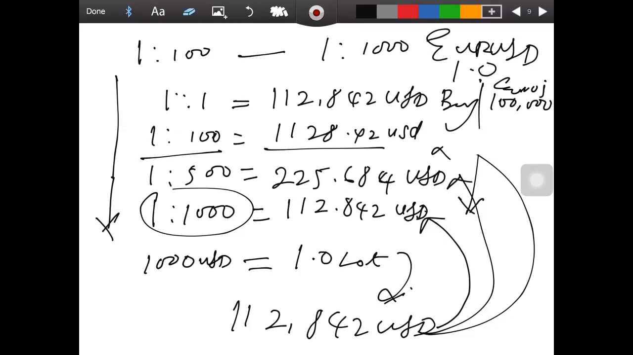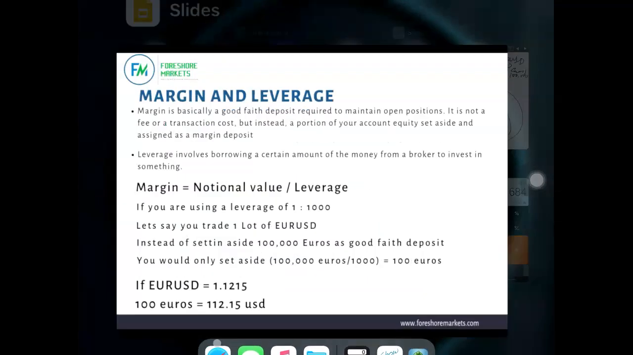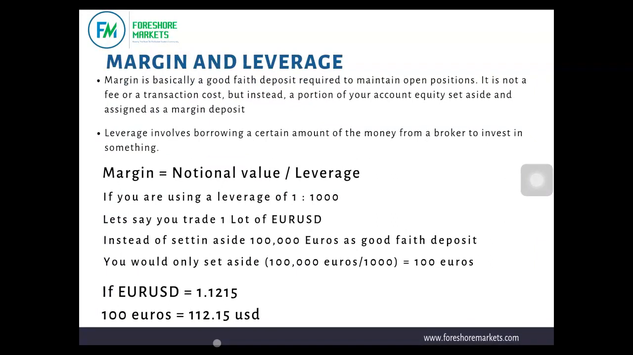Okay, so that is the basic power of your margin and leverage. Now let's look at the calculation. Margin is equal to notional value divided by leverage. If you are using a leverage of 1 to 1,000, let's say you trade one lot of euro dollar. Instead of setting aside 100,000 euros as a good faith deposit, you would only set aside this amount. So you have to use this formula: margin is equal to notional value divided by leverage.